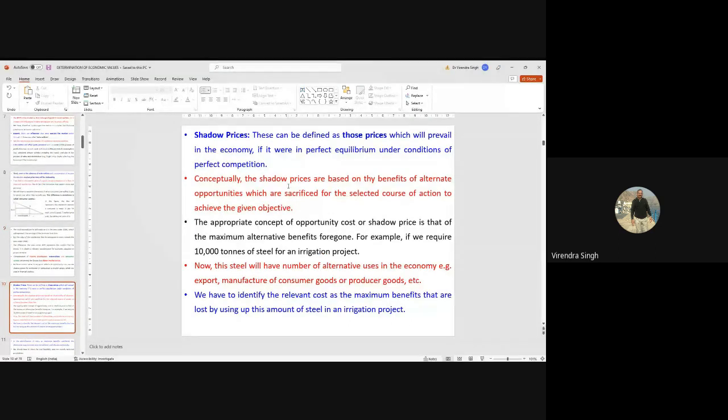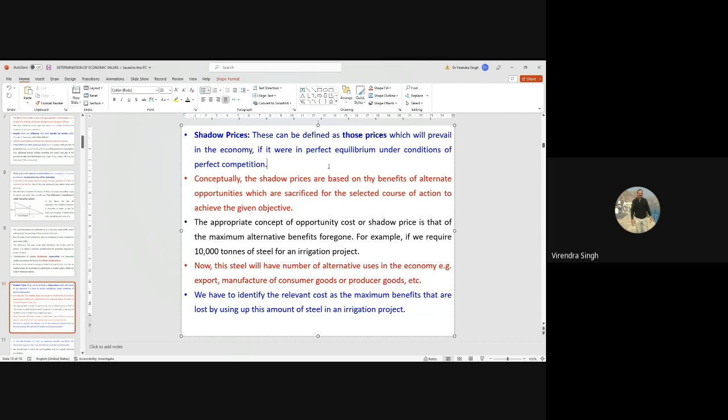Shadow price. What is the concept of shadow price? Shadow prices can be defined as those prices which will prevail in the economy if it were in perfect equilibrium under conditions of perfect competition. When markets dealing with the goods and services which we are talking of in the project are valued in a market which is in equilibrium and perfectly competitive, then the price so determined will reflect the true value of the factors or goods or services.